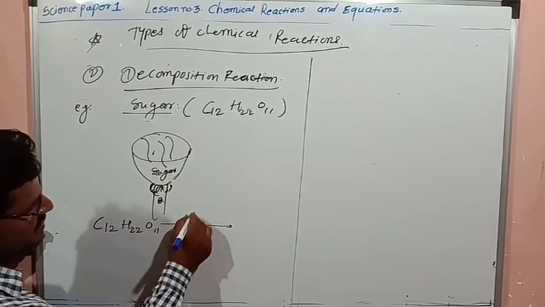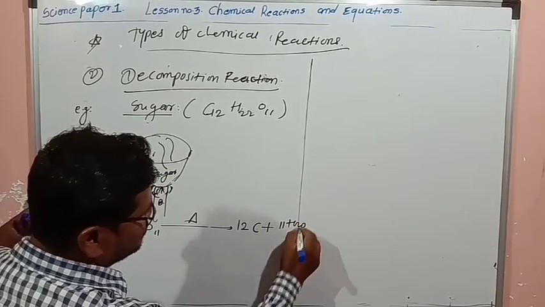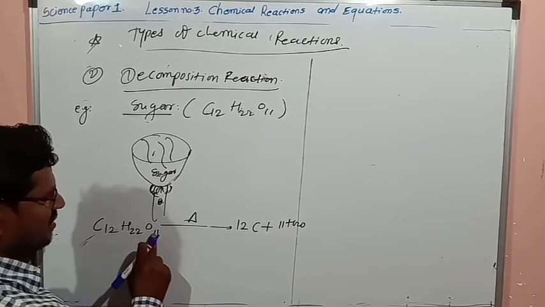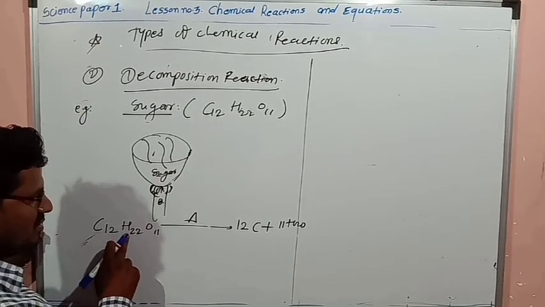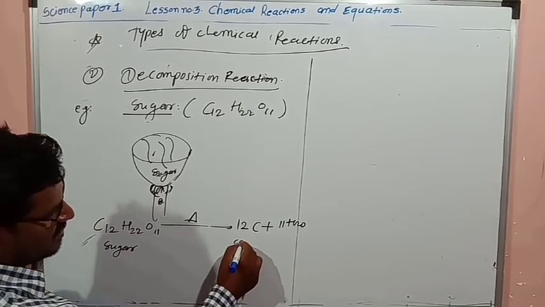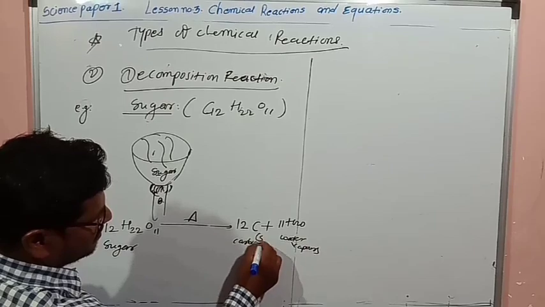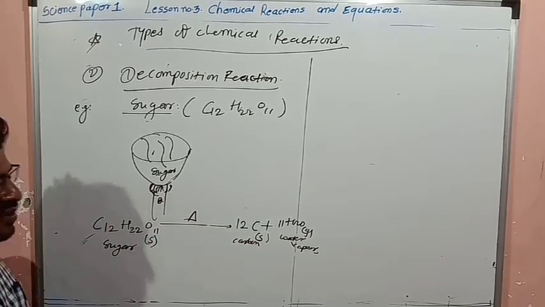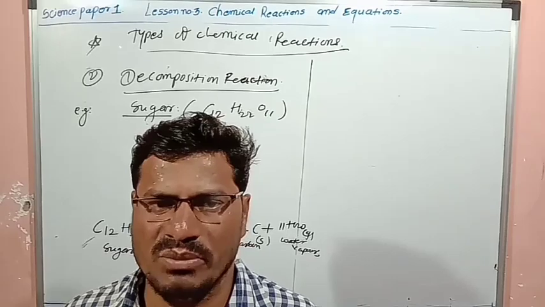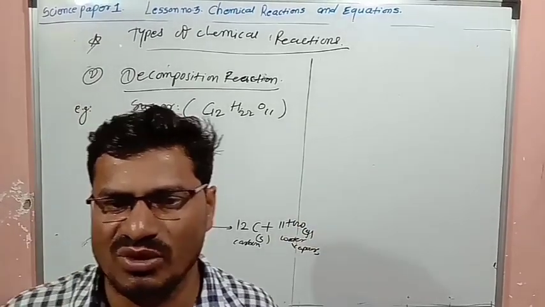C12H22O11, after heating, will give 12 carbon plus 11 H2O: carbon 12, oxygen 11, hydrogen 22. This one is the sugar, this one is the carbon, and this one is the water vapor. This one is solid, this one is gas, and this one is solid. After heating the sugar, a black carbon substance will remain behind, and evaporation of 11 H2O molecules will take place.